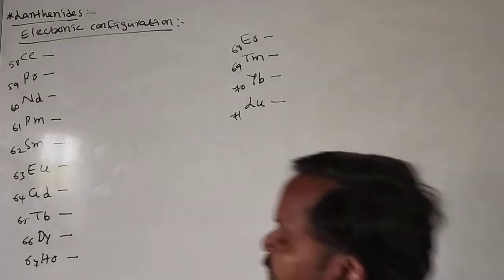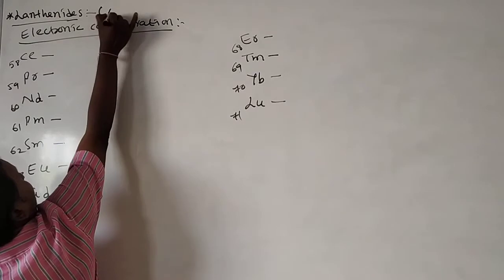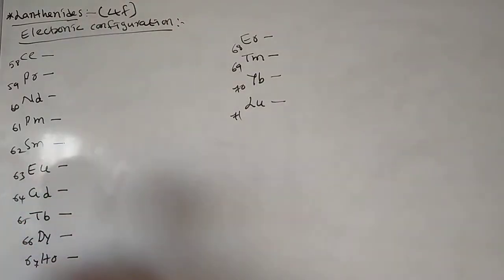Good morning students. In continuation of block elements, we will see the electronic configuration of lanthanides. Yesterday we discussed the lanthanides. Here, if the differentiating electron is present in a 4f orbital, we call it the 4f series. These are called 4f series elements or lanthanides.